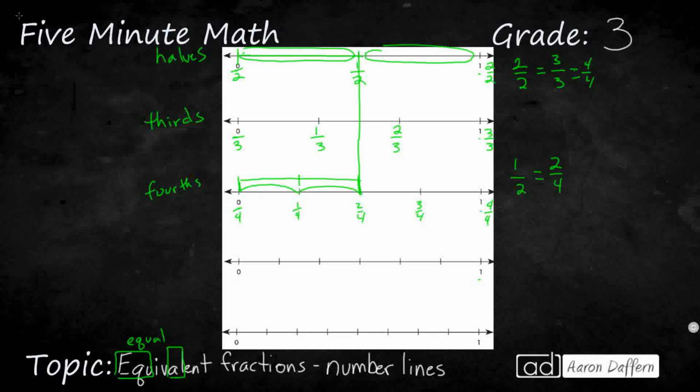If you take half of something and you cut that half in half, you get fourths. So that's something to keep in mind. Half of a half is a fourth. So let's see what we've got here.